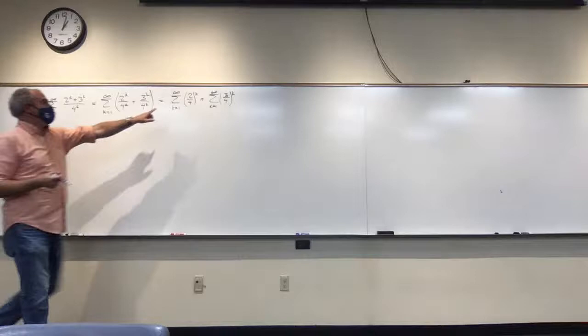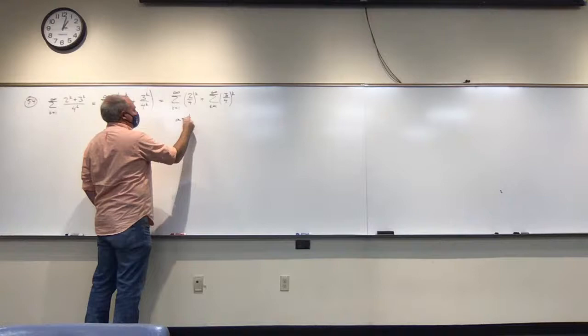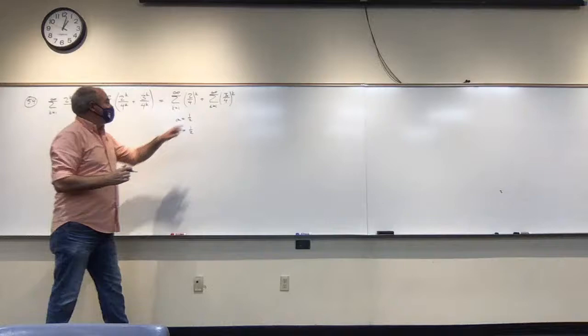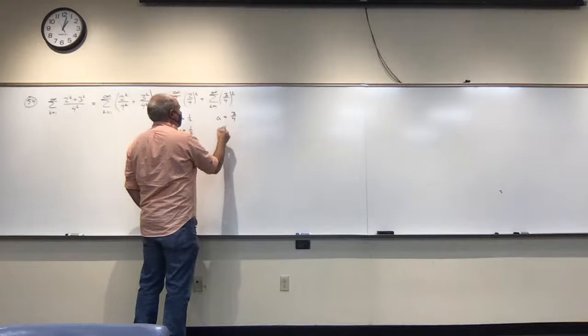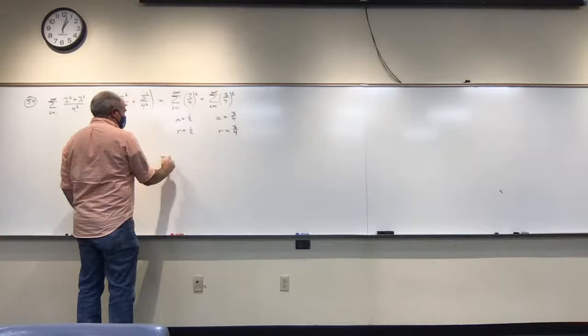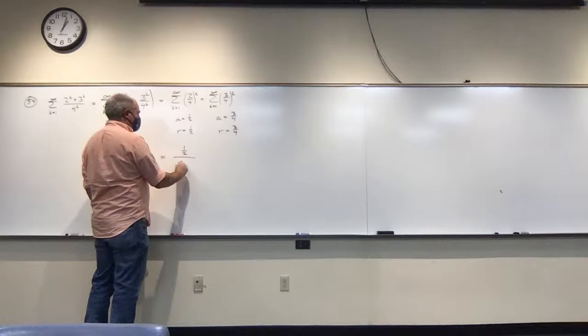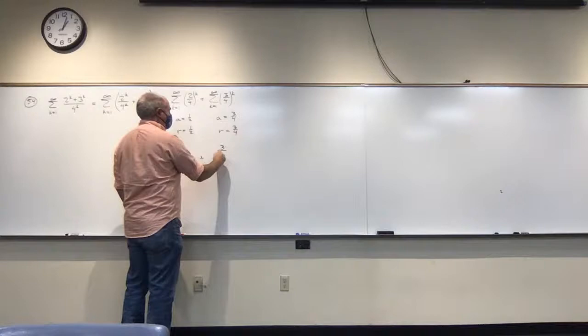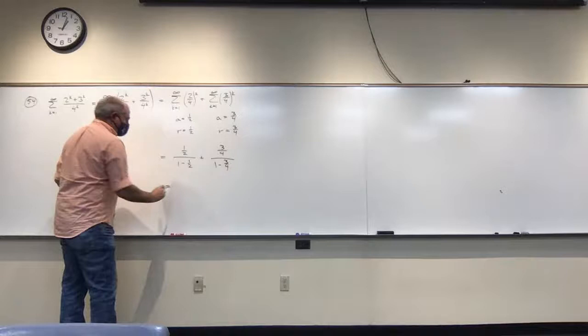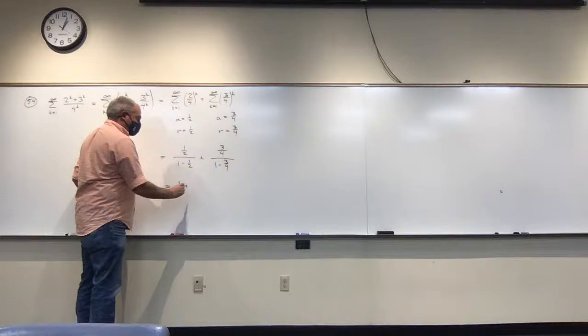Of course, this is a half also, but so on this one, my a is 1 half. And my r is also 1 half, correct? On this one, my a is 3 fourths, and my r is also 3 fourths. So this is equal to a over 1 minus r. A is a half over 1 minus a half, plus a over 1 minus r, so it's 3 fourths over 1 minus 3 fourths. So we get 1 half divided by 1 half, which is 1. And then this is 3 fourths divided by 1 fourth, which is 3.